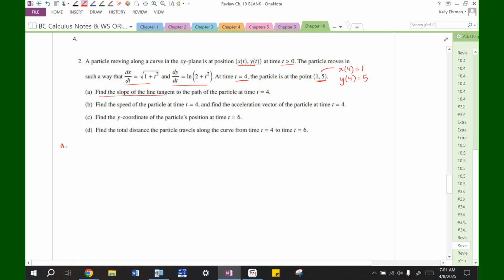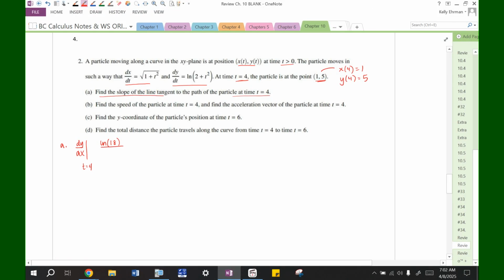Find the slope of the line tangent to the path at t equals 4. So dy dx at t equals 4. This is a calculator problem, but you're just plugging in here. So dy dt is like ln of 2 plus 4 squared. What would that be? Ln of 18.